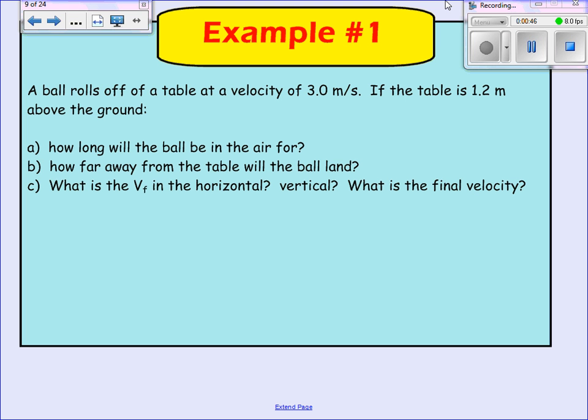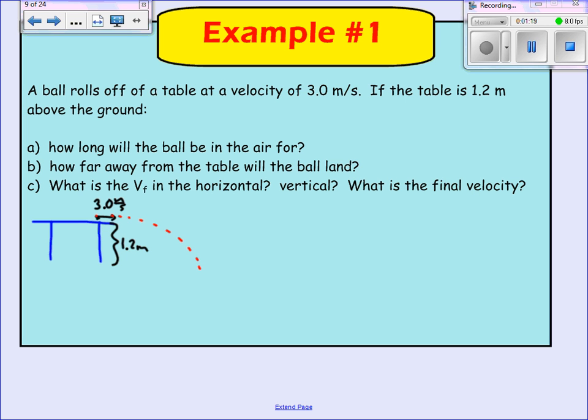The first thing you want to do before you do any of these problems is draw a picture. You want to get a good picture to work off of. So I'm going to have my table right here, and I'm going to draw my ball on top of the table, and the ball is moving at 3 meters per second, and I know the table is 1.2 meters off the ground, and then once the ball goes off the table, it's going to follow this sort of pathway right here.